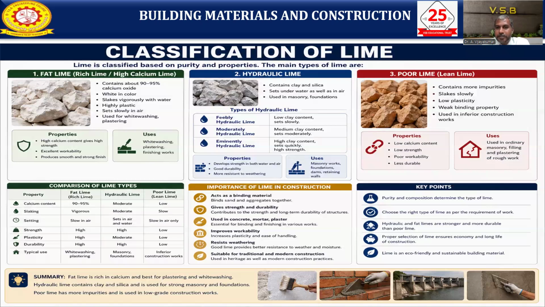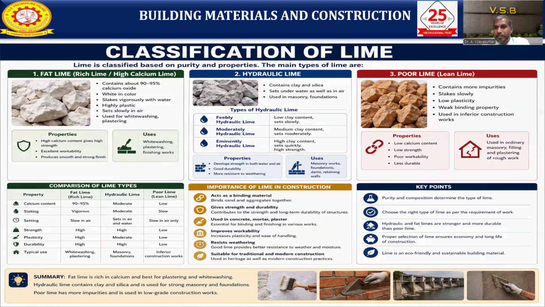So the next classification is poor lime. Poor lime contains more impurities. When you add water for hydration, it slakes very slowly. The plasticity is also very low. It has a weak binding property when compared to hydraulic lime as well as fat lime.